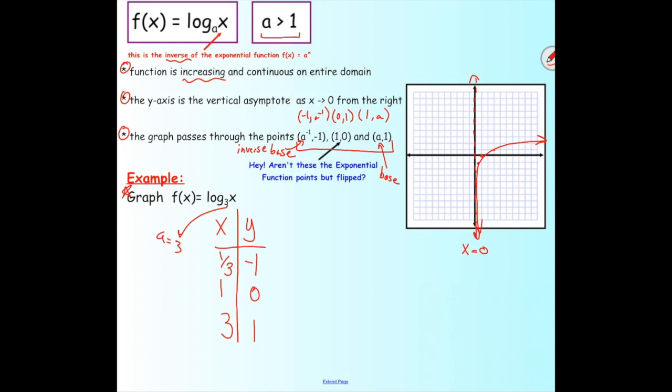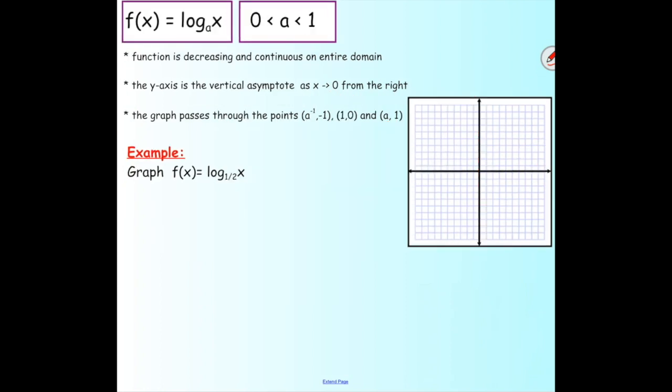There we go. See how it's always going to be increasing and continuous there? I do. Okay. So it's just like graphing exponentials, except it's the reverse of those parent points. Very simple. Just like exponentials again, what about a base that's in between 0 and 1?